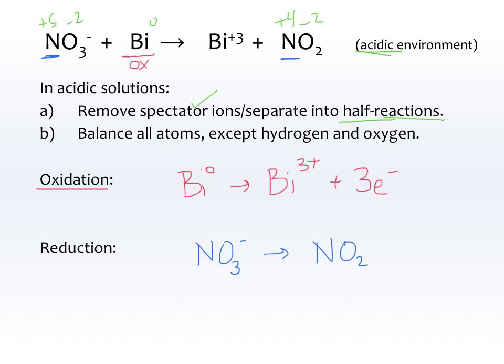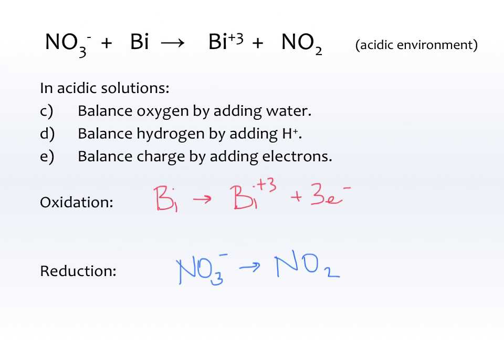Balance all atoms except hydrogen and oxygen. So, I've got NO3 on the left, NO2 on the right. They both have 1 nitrogen. I'm good here. So now part C says, balance the oxygen by adding water. My oxidation reaction is done. I'm just looking at reduction. So for NO3, there's 3 oxygens on the left. For NO2, there's 2 oxygens on the right. So I'm going to add 1 water molecule on the right so that I get 1 more oxygen.